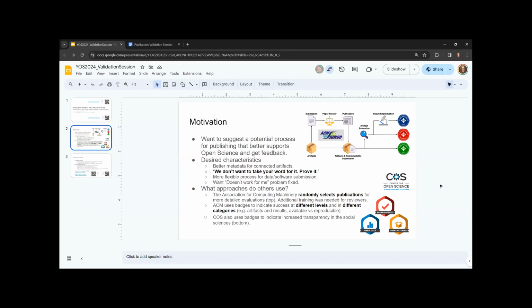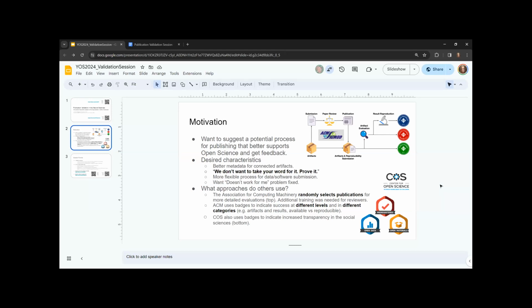The desired characteristics are that we want better metadata for connected artifacts, particularly so that we can better connect them together. And for the publications, we don't want to just take the author's word for it, that they get the solution they promise. We want them to do some level of proving to get that. We want a more flexible process for the data software submission process. And we want the "doesn't work for me" problem fixed.